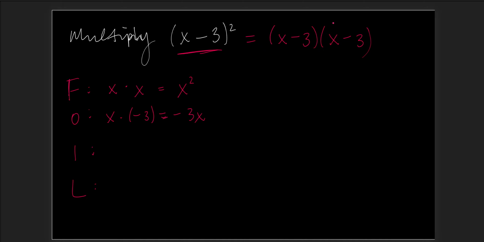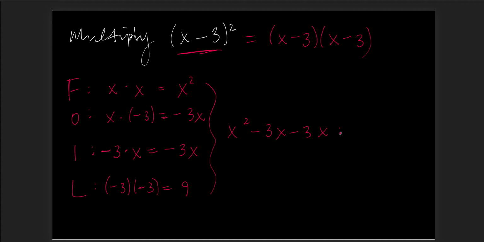And then the I for inner, and that's these terms here. So we're multiplying negative 3 times x. And that's negative 3x. And then L for last is negative 3 times negative 3. And so that would be positive 9. And what we do then is line these up. X squared minus 3x minus 3x plus 9.